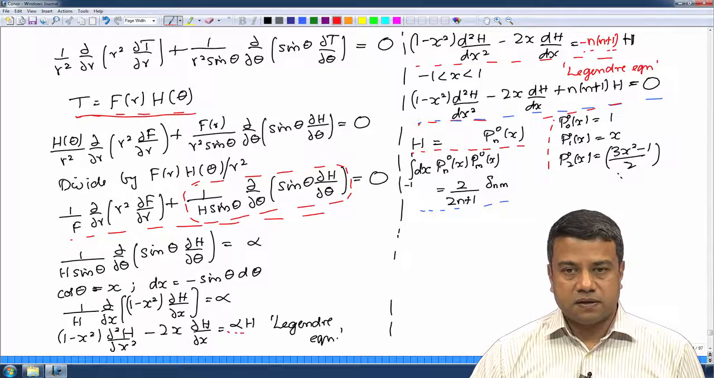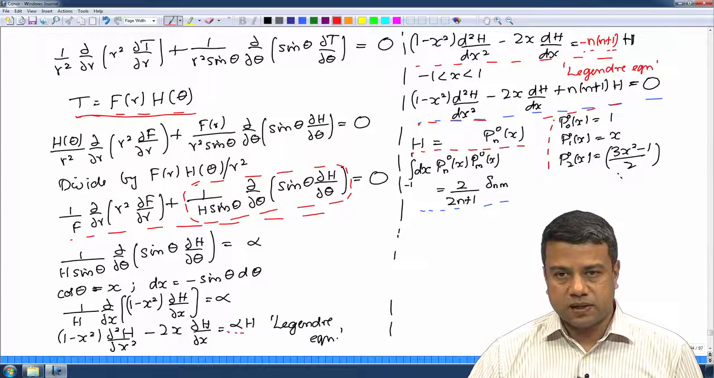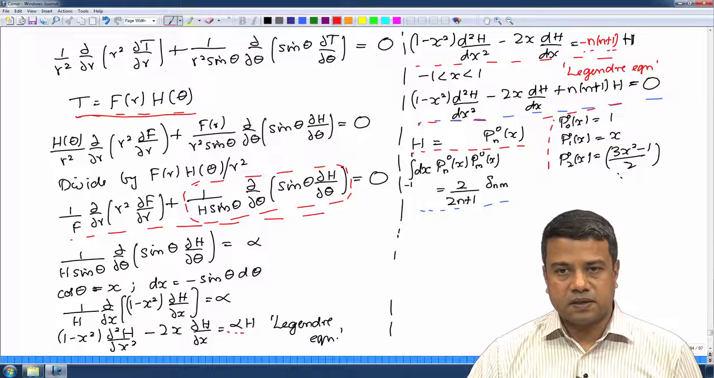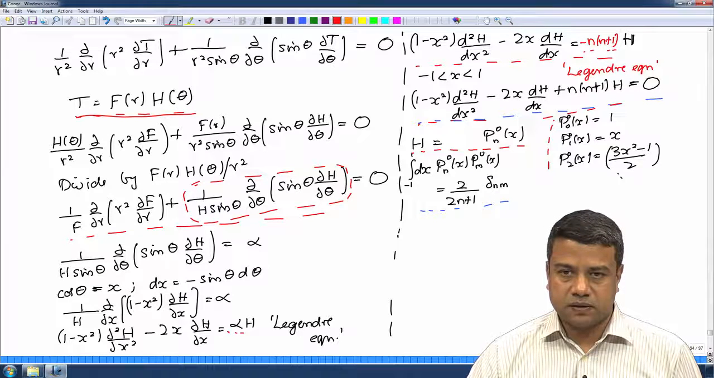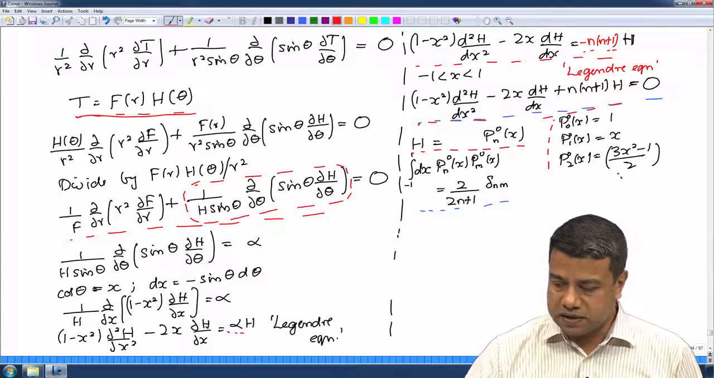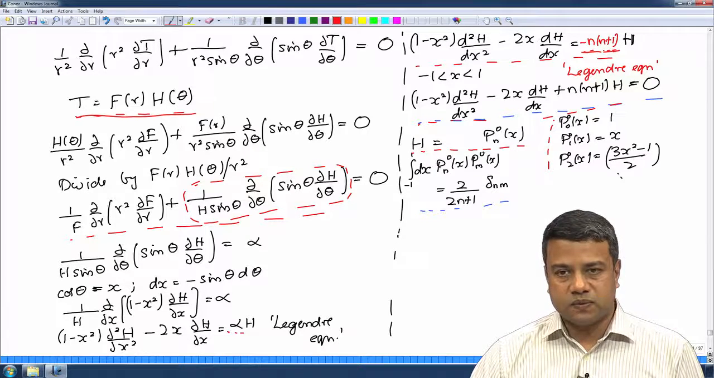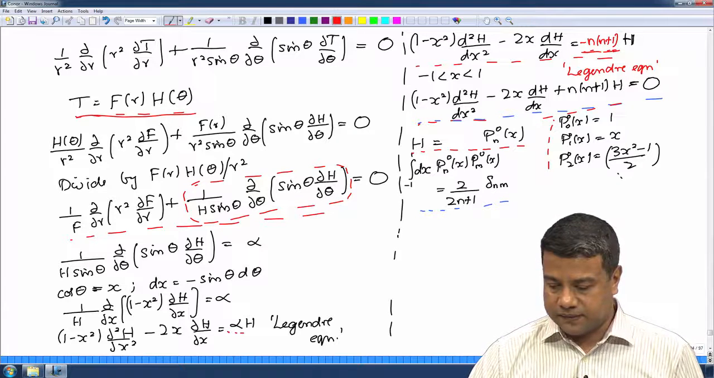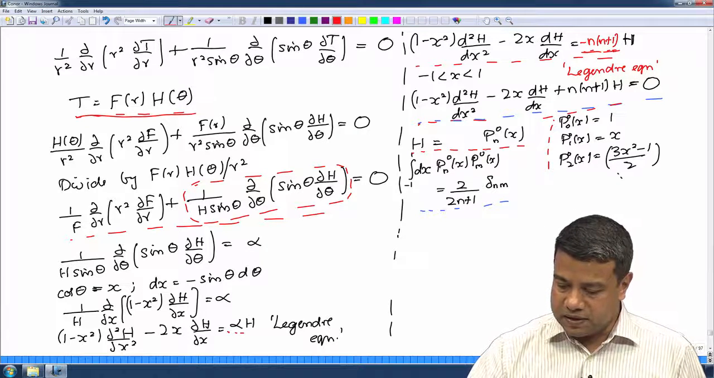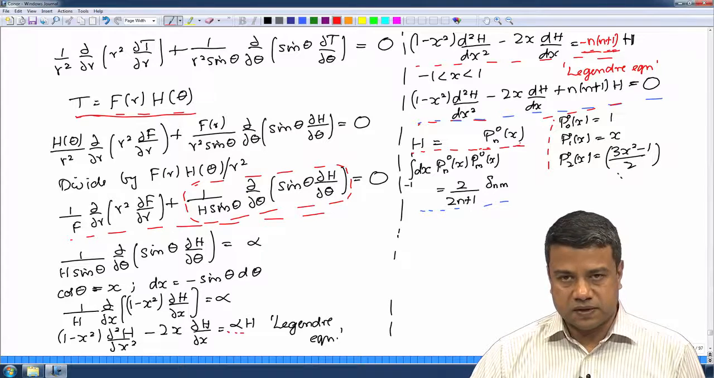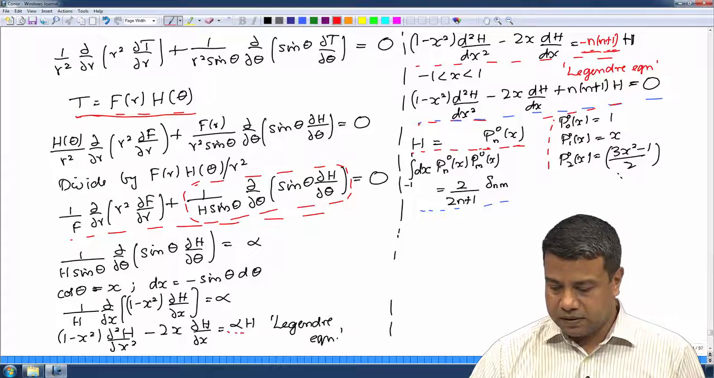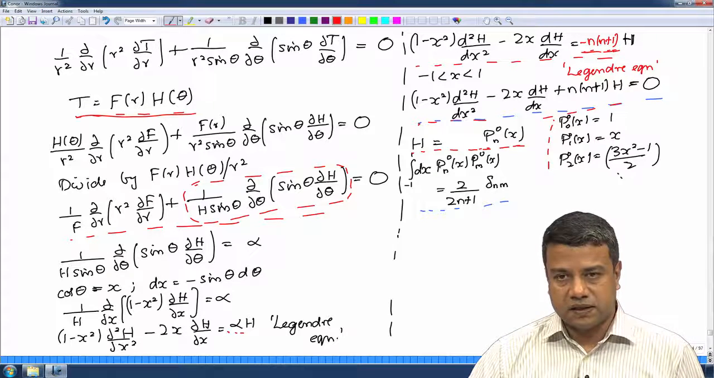This satisfies the homogeneous boundary conditions at 0 and pi, that the temperature has to be finite at the coordinate boundaries because there is no physical boundary there. So, therefore, it satisfies those conditions only if this value is minus n into n plus 1, where n is an integer. And the solutions for these, I said, are of the form P_n^0 of cos theta. And these have orthogonality relations.